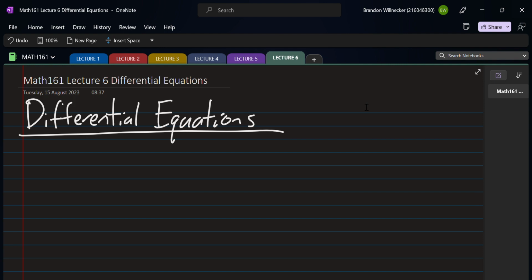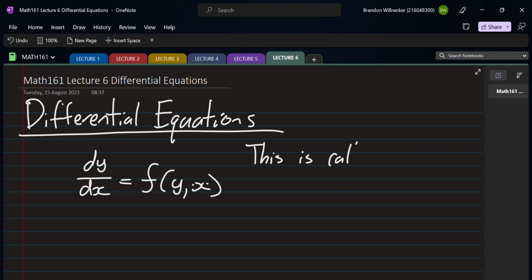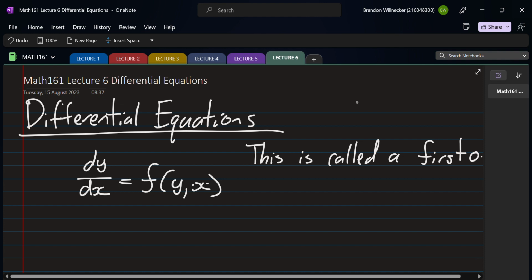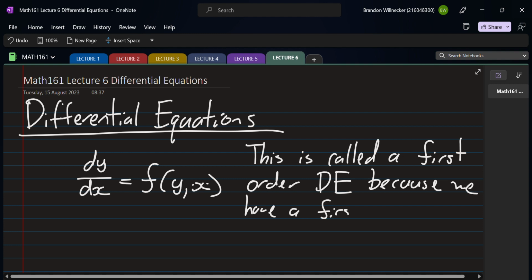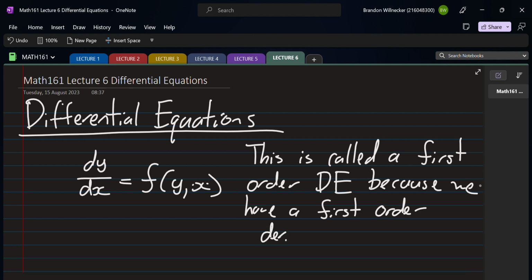Okay, so a differential equation is something like the following. So we have dy by dx, so the derivative of y with respect to x is equal to some function of y and x. So in this case, we call this a first order differential equation, or DE, because we have a first order derivative, given by this dy by dx.